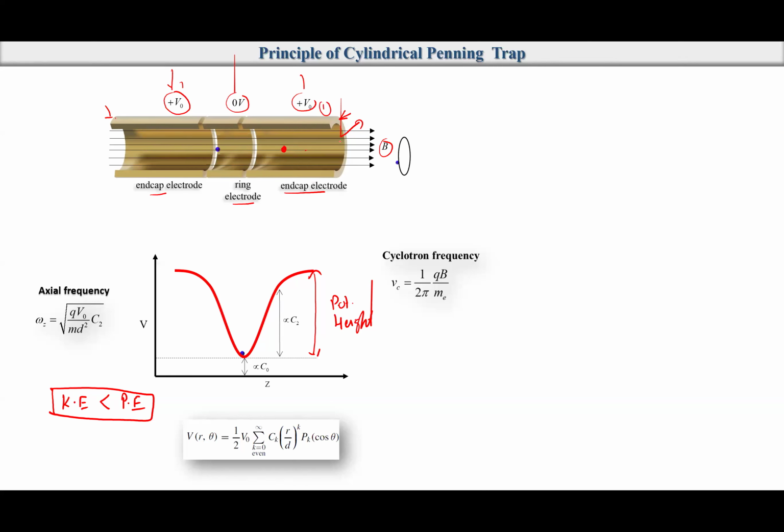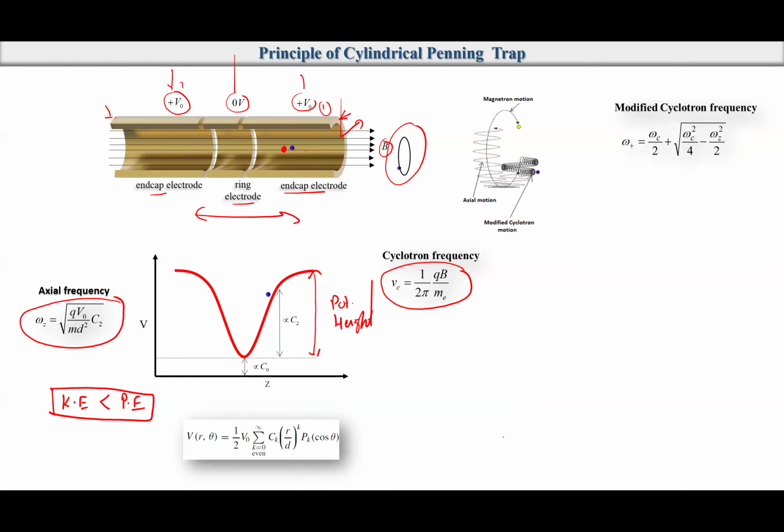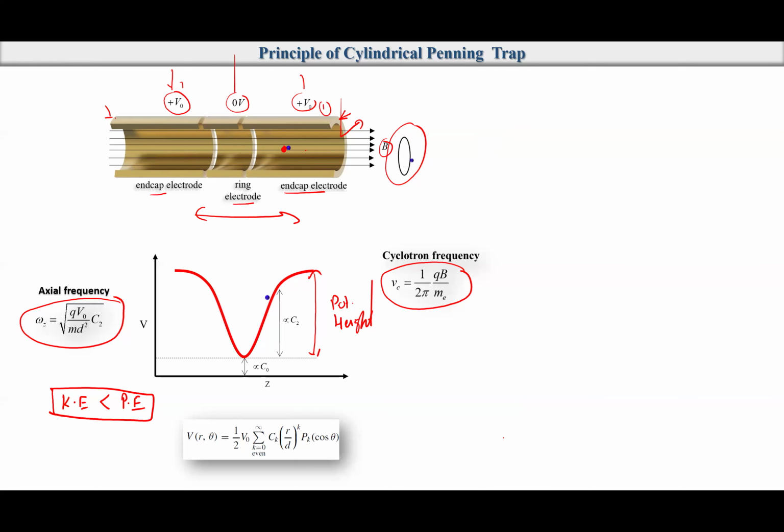And when this particle is oscillating in this direction, the frequency is called the axial frequency. And when they rotate in the circle, that frequency is called the cyclotron frequency. So these two frequencies I will discuss later on when we need them, but this is how the particle keeps oscillating. I mean, the actual motion is quite complicated, but not required.